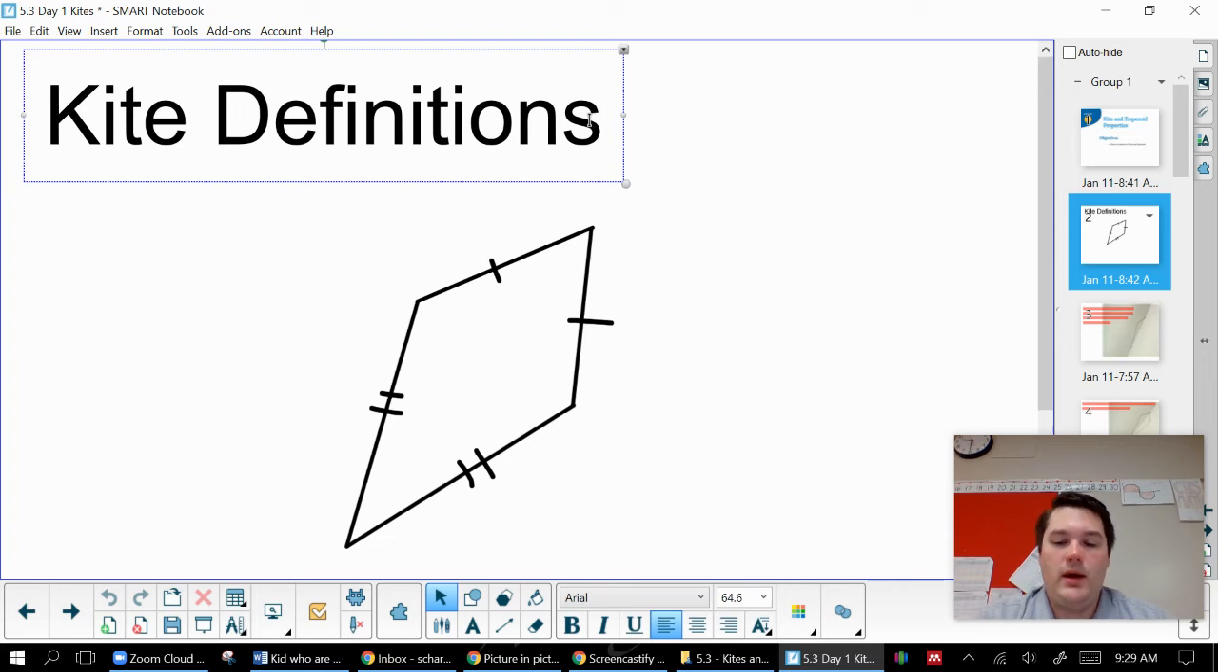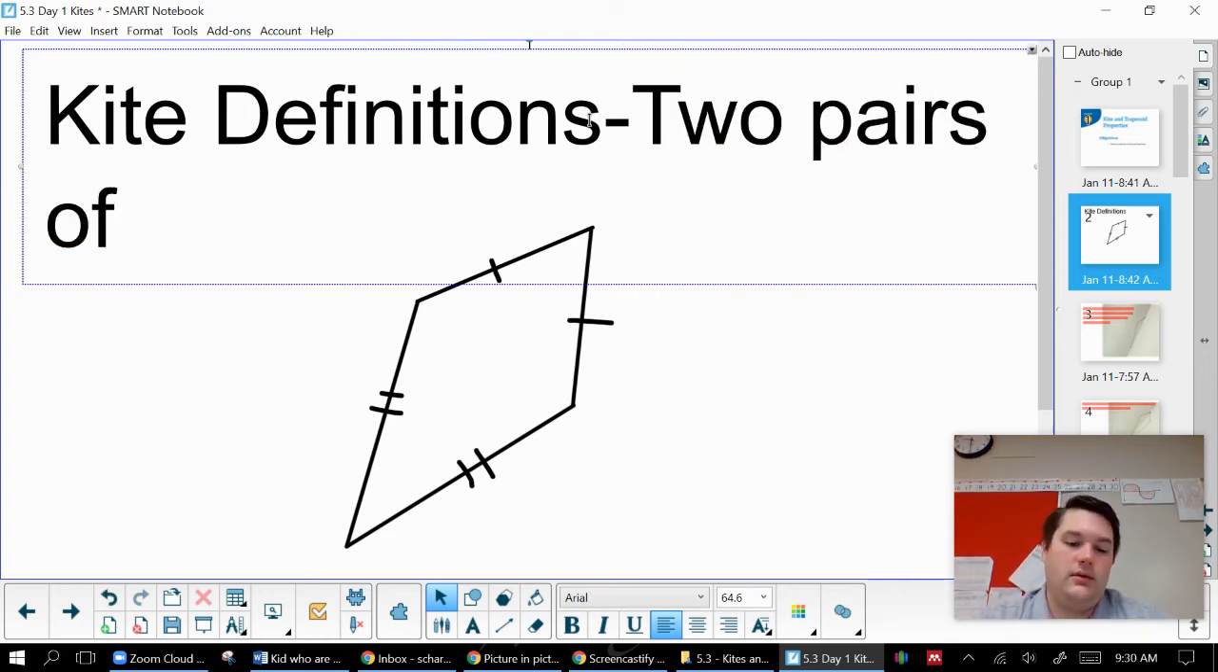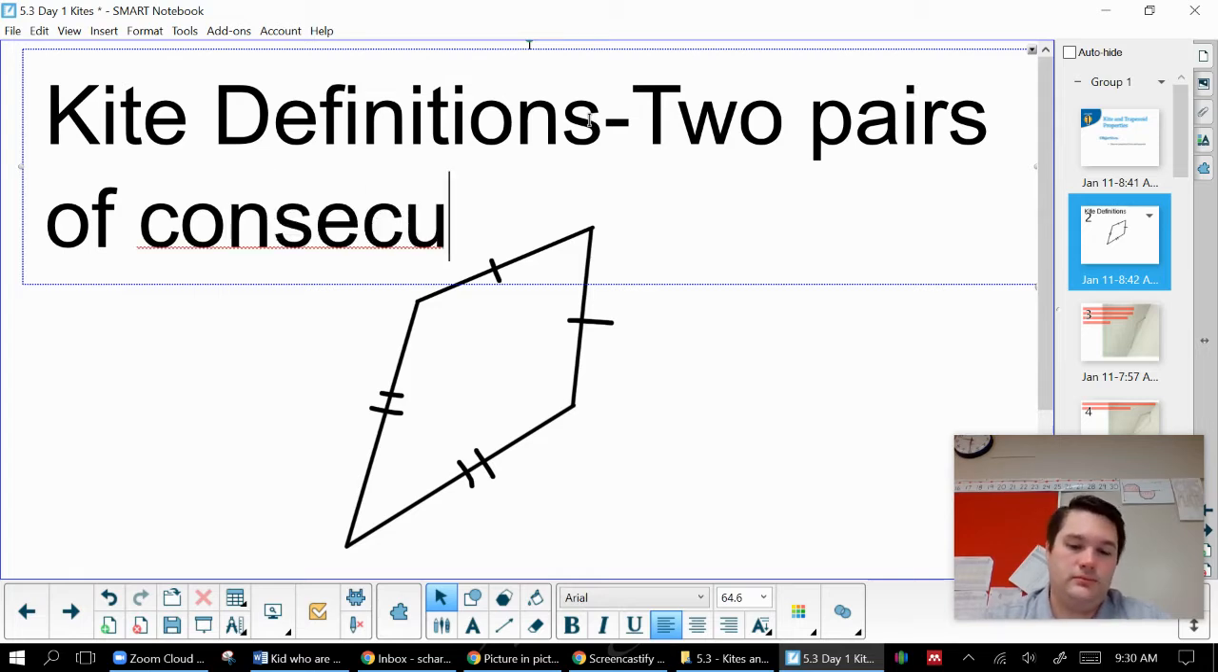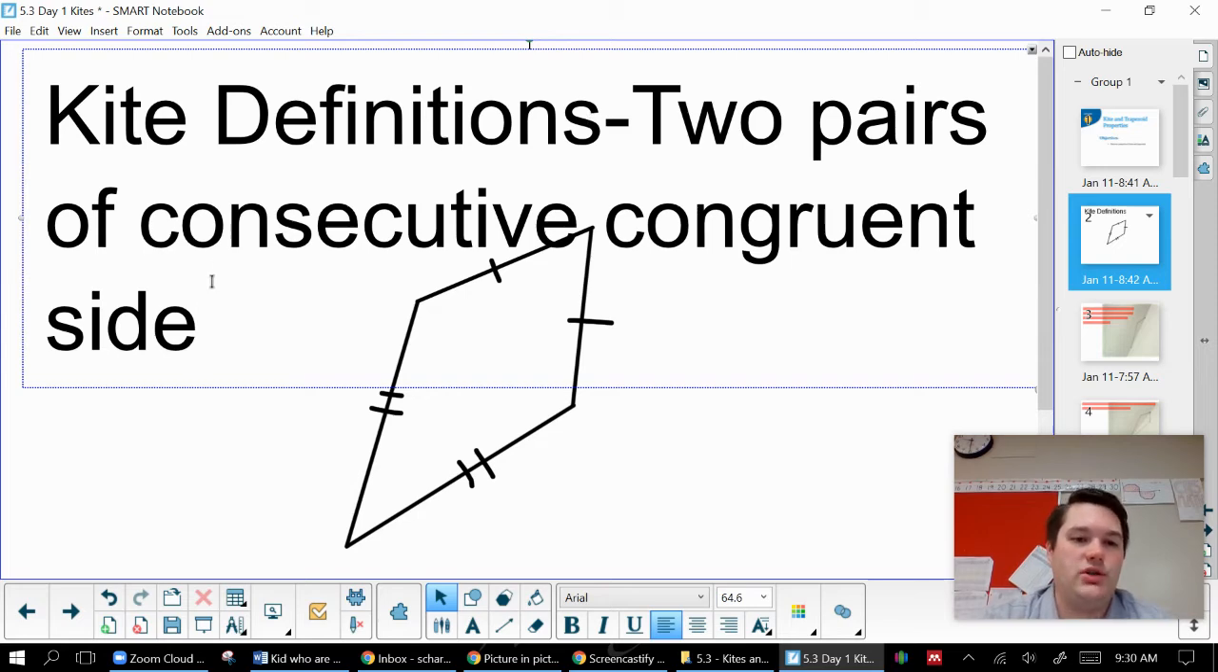So we talked about that way at the beginning of the year. So we got two pairs of consecutive congruent sides. That would be our definition of a kite.